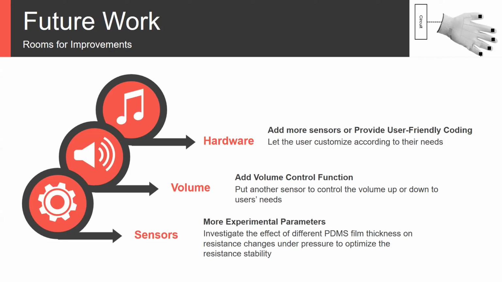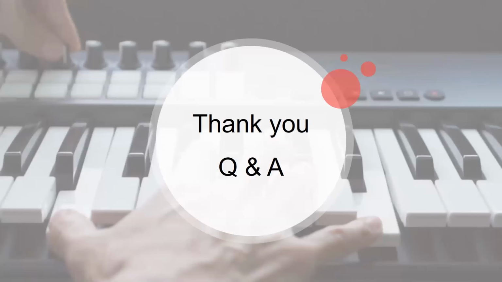And lastly, the sensor part. As we work with a carbon nanofiber sensor with the PDMS, there are a lot of experimental parameters that we can investigate. For example, the effect of different PDMS film thickness on resistance changes. If we investigate further on that, we might be able to optimize the resistance stability according to the PDMS film thickness. So these are the rooms for improvement. And this is the end of my presentation, and thank you.